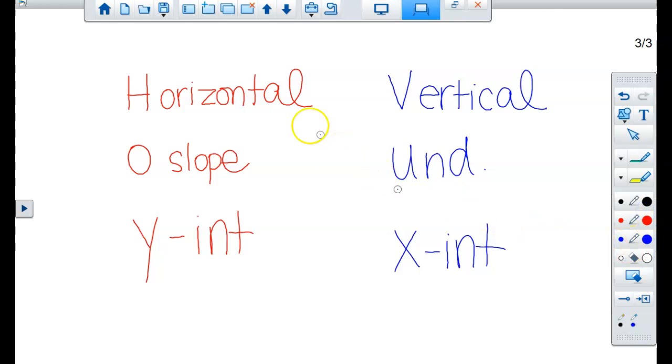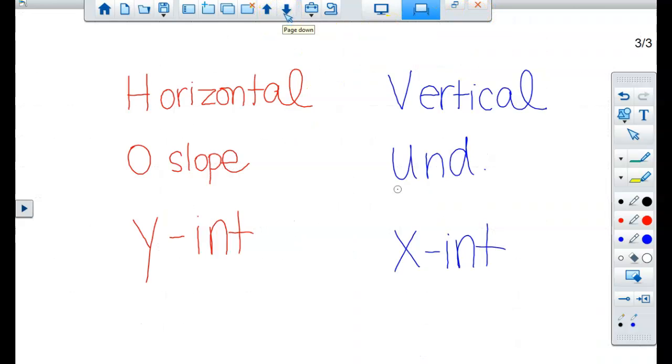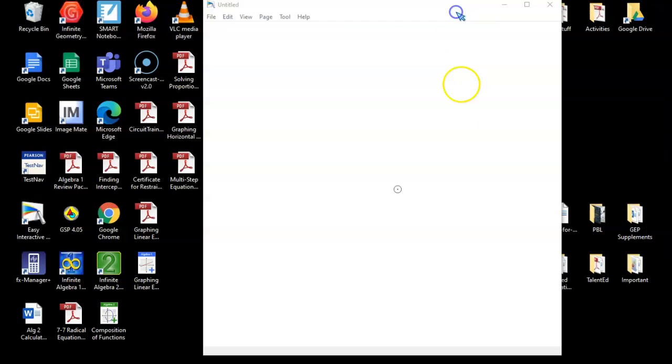So let's come back over here and apply that to our two graphs. This would be a HOY. It is a horizontal line with zero slope, and it only has a y in its equation, and y is equal to 2 because that's where it crosses. This would be a VUX. A vertical line has undefined slope, and it crosses the x-axis at -2. All right, so that's what we're looking at. This is what we need to know.